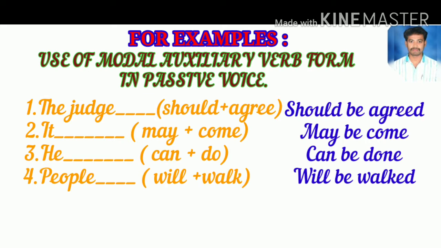People dash, it means the fourth one. People dash in bracket, will plus walk. People dash, it means will is there, so we are going to write will, and then what is the second one? Be, and then walk changes into walked: will be walked. Okay, so this is the answer for the third type. Have you understood all these examples?